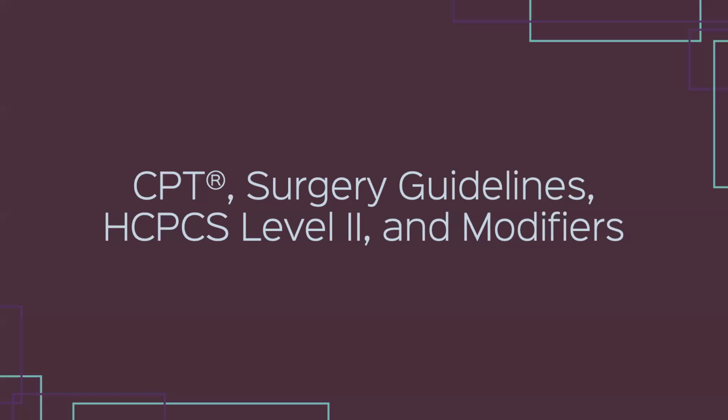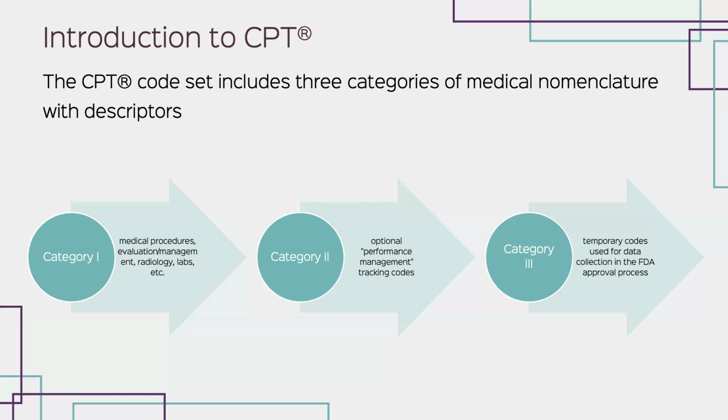So lastly, we're going to talk about CPT, surgery guidelines, our HCPCS level 2 code sets, as well as modifiers. So when we talk about CPT, our CPT is going to be the procedures and services that are performed by your providers. Your category 1 codes, these are going to be your medical procedures, evaluation and management, radiology, labs, any surgeries, things along those lines.